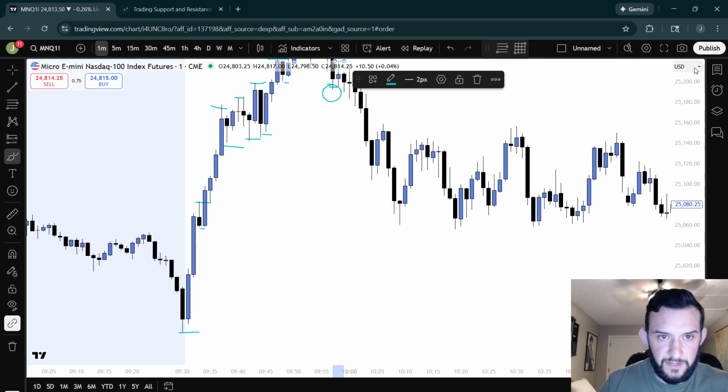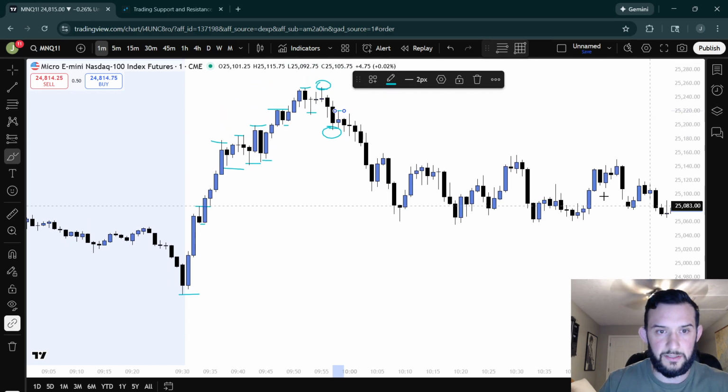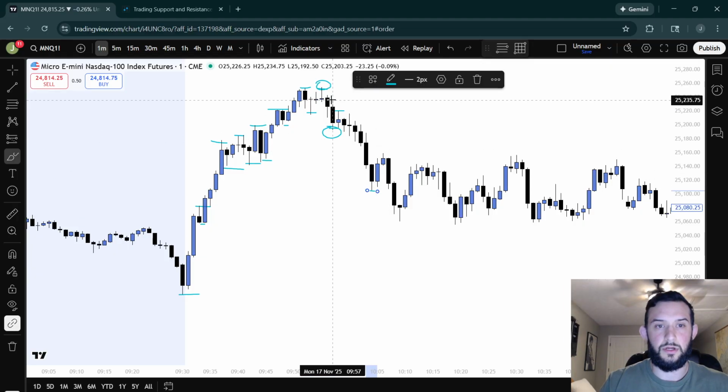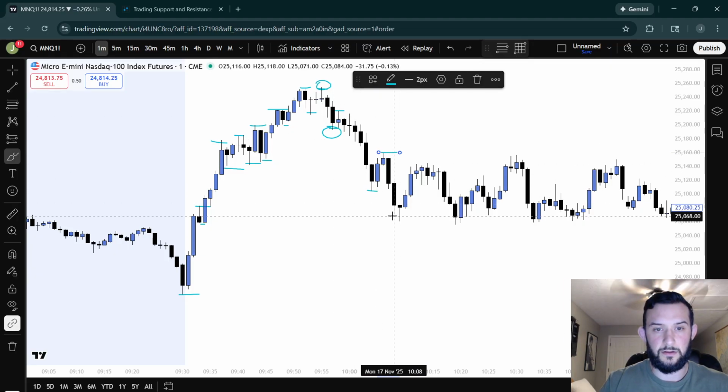And so now we have a lower high, and I can't tell if that's a black candle. Yeah, it's a down candle. So all the way down here, lower low, lower high, lower low, right? Up candle, down candle, that's a high. Down candle, up candle, that's a low. So you can see we're now in a downtrend.